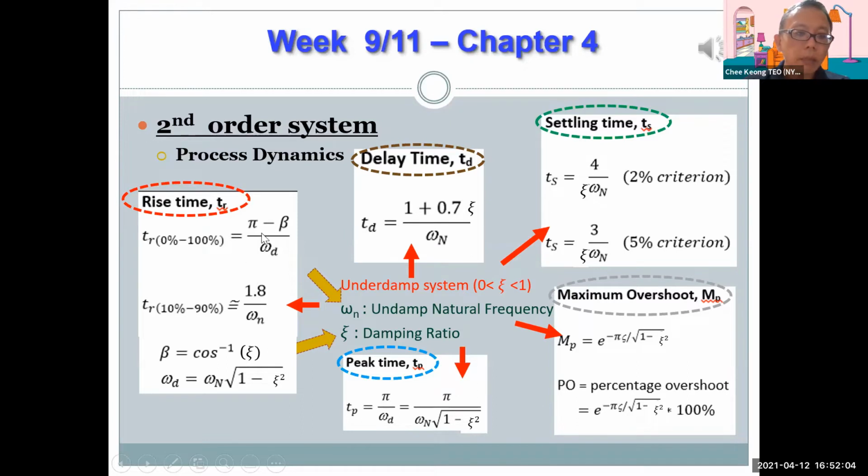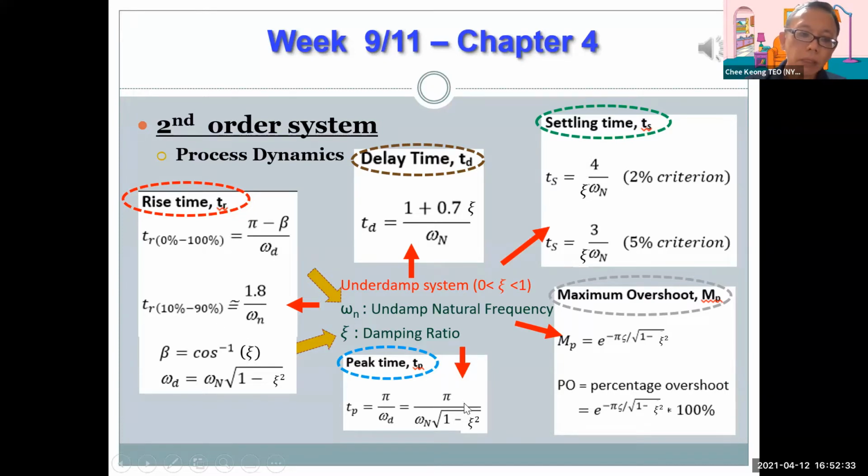Now, rise time, again same thing, is pi minus beta, where pi is 3.142, so it is a constant. Beta is given by cos inverse of zeta. So as long as you know zeta, you would know beta, right? Omega d is given by omega n times the square root of 1 minus zeta squared. So if you know omega n and zeta, you will be able to solve omega d. Therefore, with omega n and zeta, you will be able to solve the rise time, whether it's 0 to 100% or 10% to 90%.